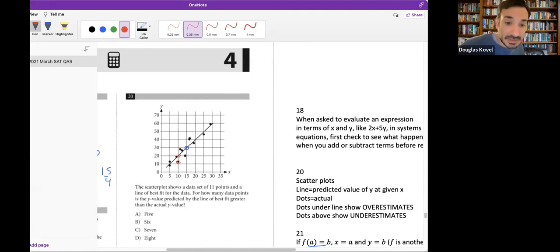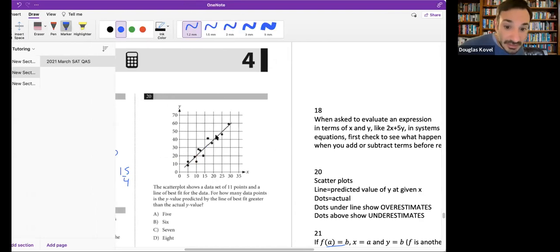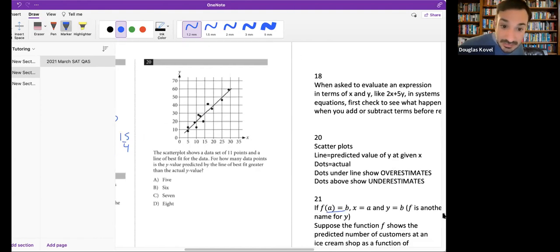On the other hand, if a dot is above the line of best fit, then that means that the line underestimated its real value. All right, so the question here, they're telling us a scatter plot shows a data set of 11 points and a line of best fit for the data. For how many data points is the y value predicted by the line of best fit greater than the actual y value? So the actual y value is the dots. So we're looking for any time where the line is above the dot, meaning that would be 1, 2, 3, 4, 5. So we have 5 of those points. So again, the line overestimated, in this case, the real values.